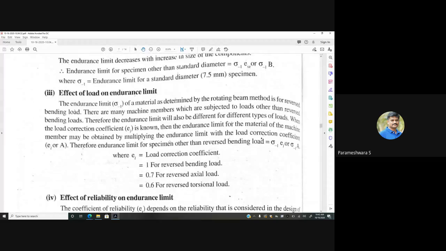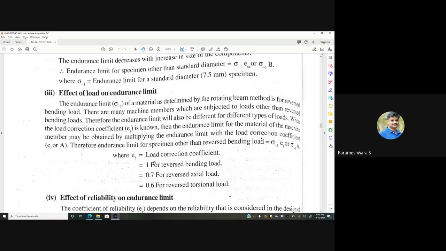See, this endurance limit, that is represented by sigma minus 1 of a material, is determined by rotating beam method, and there are many machine members which are subjected to loads other than reverse bending, and therefore endurance limit will also be different for different types of load.